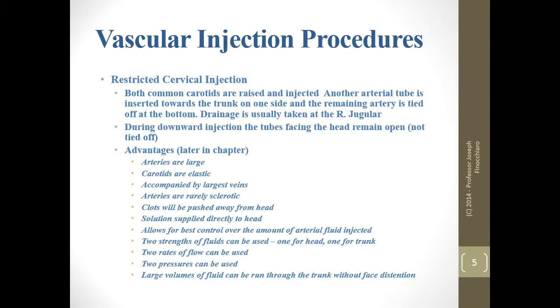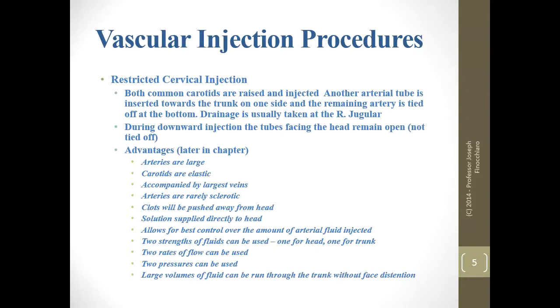Restricted cervical. Obviously, the book really, really likes restricted cervical. The way this happens is we raise both common carotid arteries, left and right, okay? An arterial tube is inserted towards the trunk on one side, and the remaining artery is tied off at the bottom. Drainage is usually taken at the right jugular.